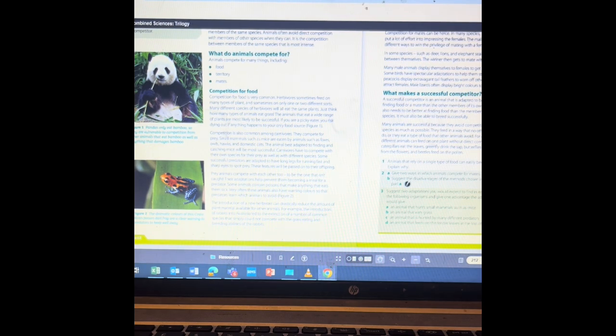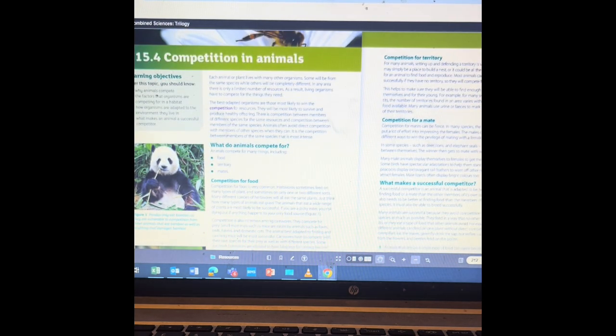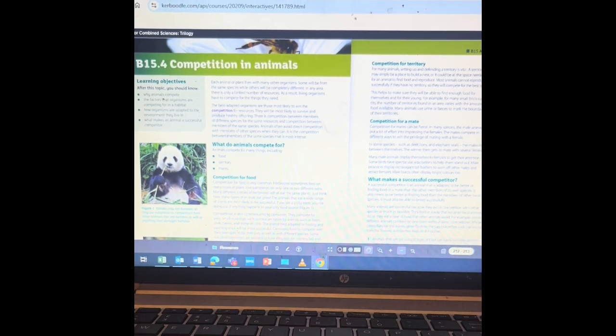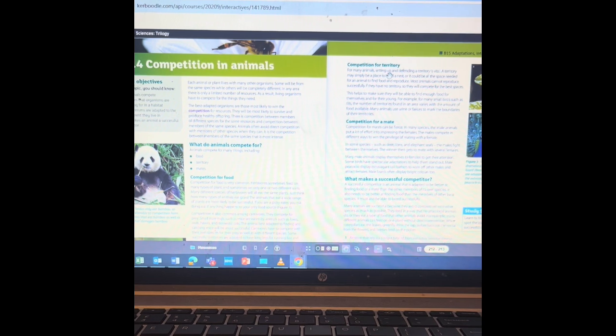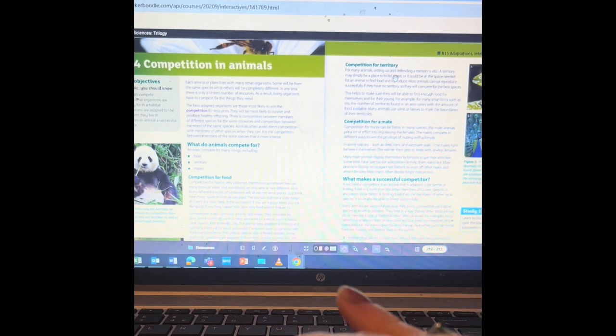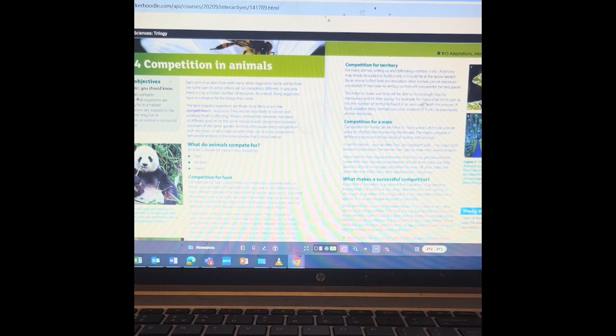Competition in animals. Birds have really, really weird mating dances and rituals to attract a mate. Have a Google of it. Bizarre. Also, watching animals get aggressive over their territory. You'll know if you've got a dog. If anyone comes to the house, they can get really funny. Some of them become really aggressive.